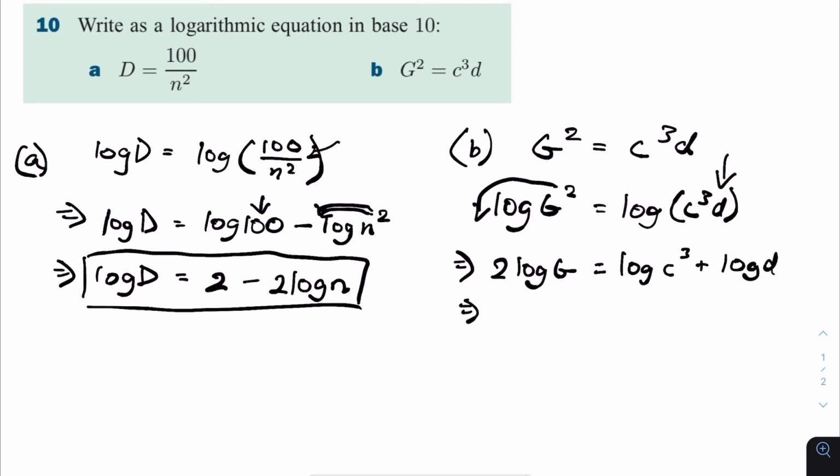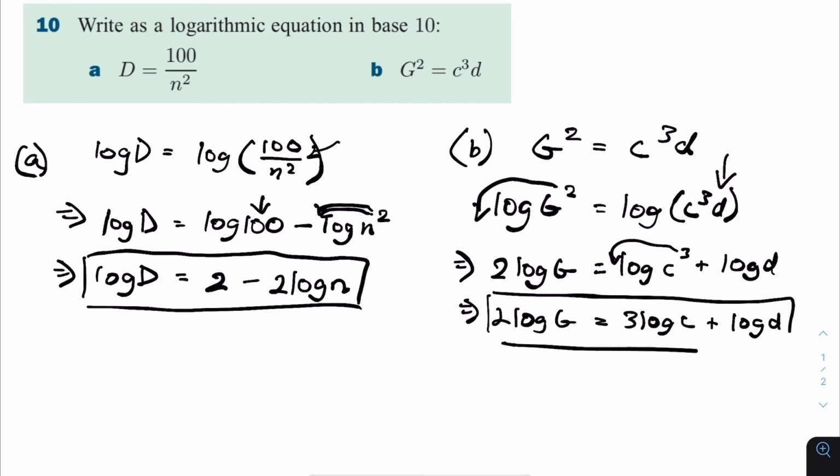And then we can obviously bring this down as well to give 2 log g is equal to 3 log c. Oops, I wrote this capital. You shouldn't. Plus log d. And that's correct.